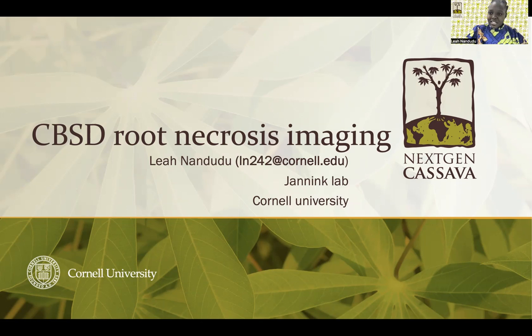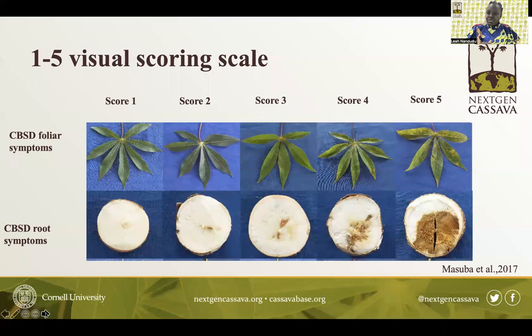Now, it's important to note that right now, to differentiate severely infected clones from less severely infected clones, we use the 1 to 5 scoring method in the field. This method is applied to both the foliar and the root symptoms, and a score of 1 indicates no observable symptom, while a score of 5 is the highest severity possible on both tissue types.